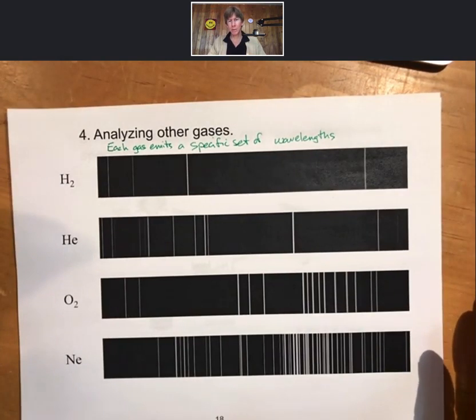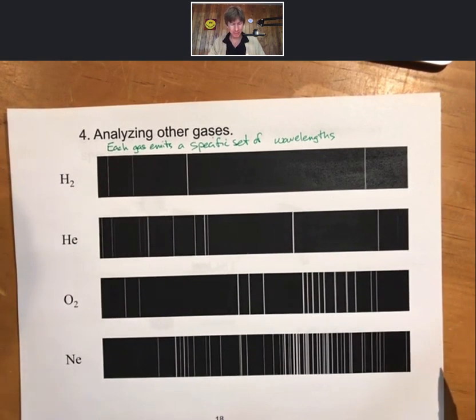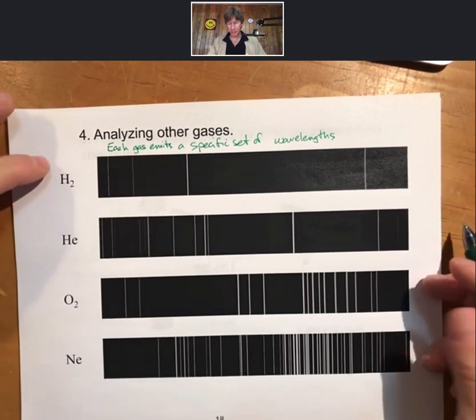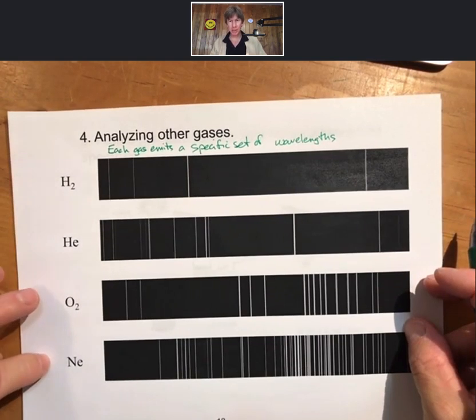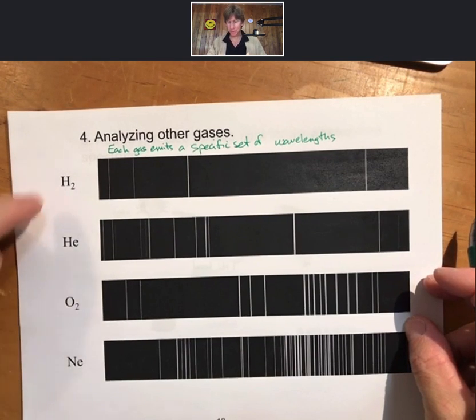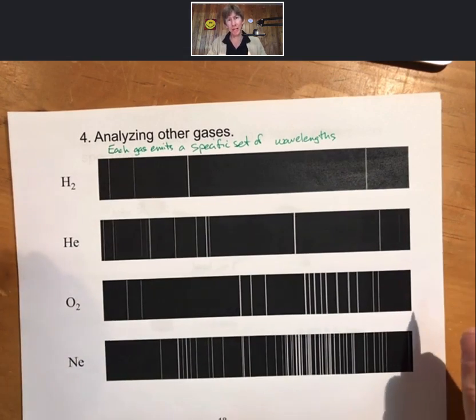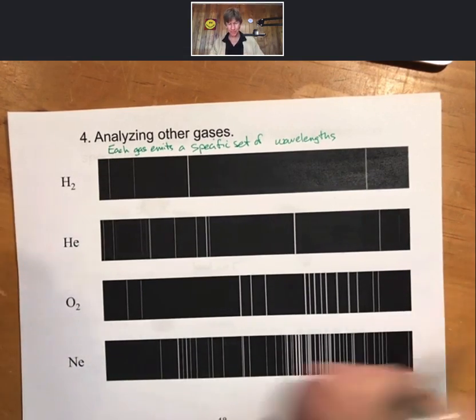And one thing you'll note, and this is a general trend, although it's not a direct correlation, I will point out that as you get larger and larger atoms, really we're talking about the hydrogen atom here and the oxygen atom, you do get more wavelengths too. Good.